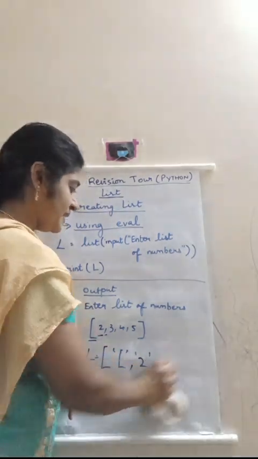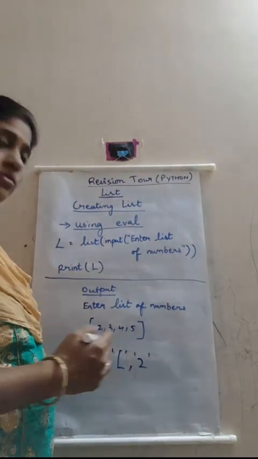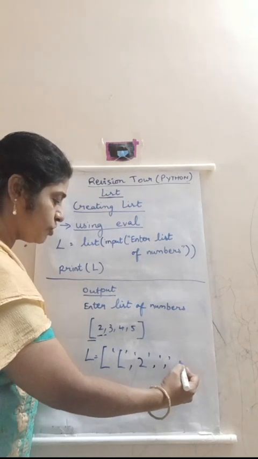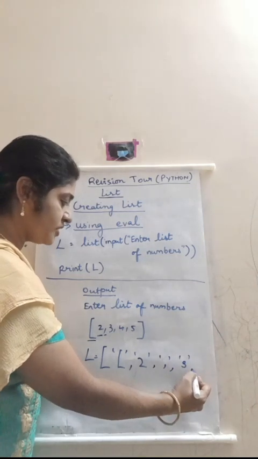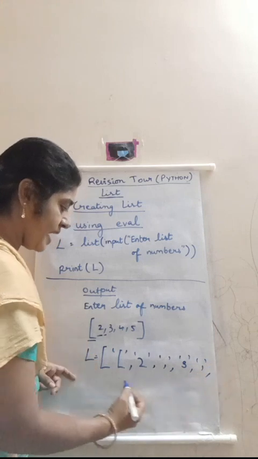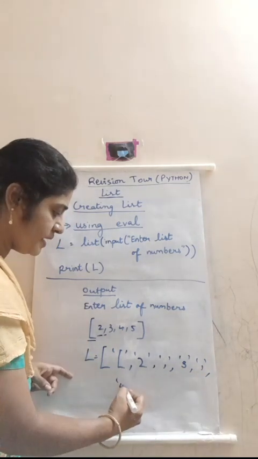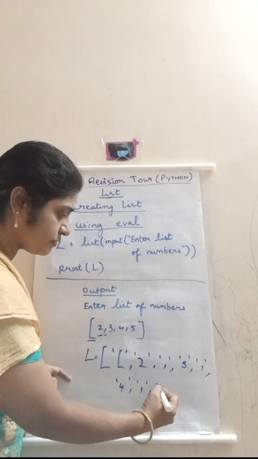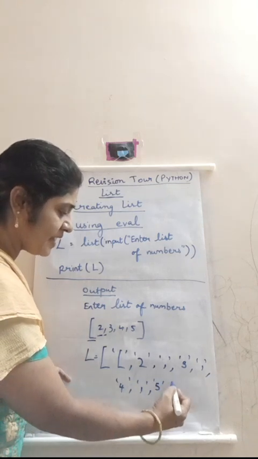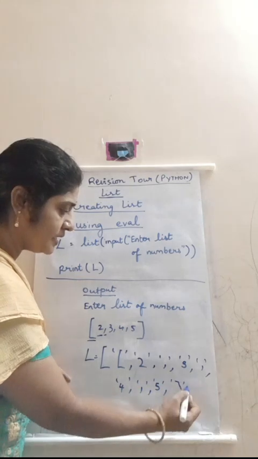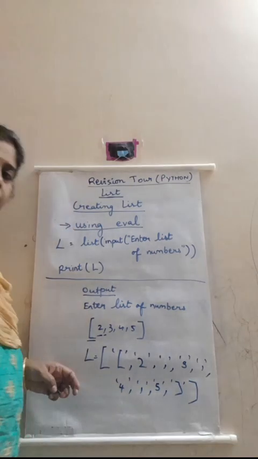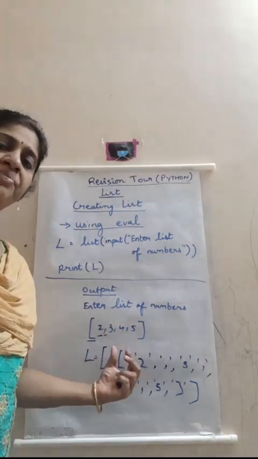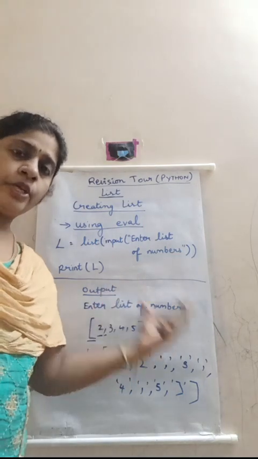So after 2, the comma will be considered, and after the comma 3 will be considered, and after 3 the comma will be considered, and after the comma 4, after 4 again a comma, after the comma 5 will be considered, and at last the square bracket, and then the list gets closed. So each and every element will be converted to a list element.